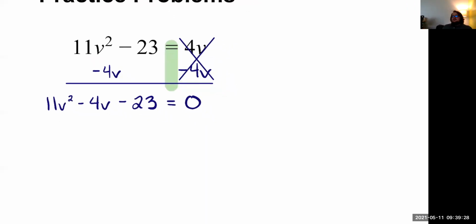Now, like I said, it doesn't factor. We're not going to waste our time with the asterisk method here. We're jumping straight to the quadratic formula. But remember, we use the same A, B, and C anyways. So I'm going to write mine off to the right here so I have more space down below. What's my A? 11. What's my B now that I fixed it? -4. And what's my C? -23.